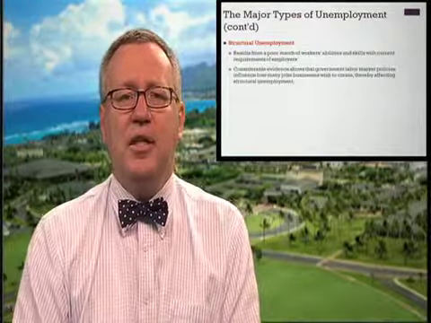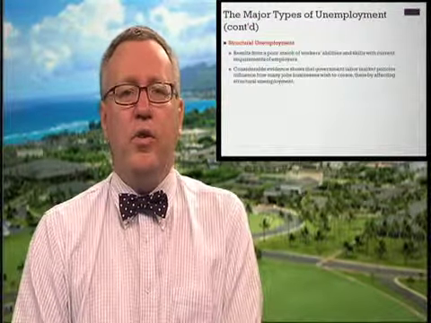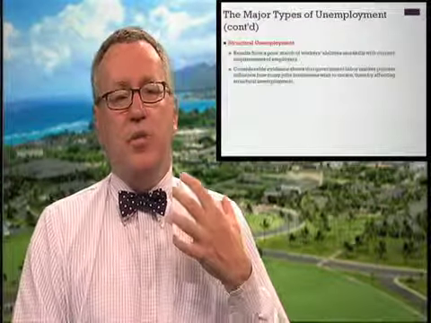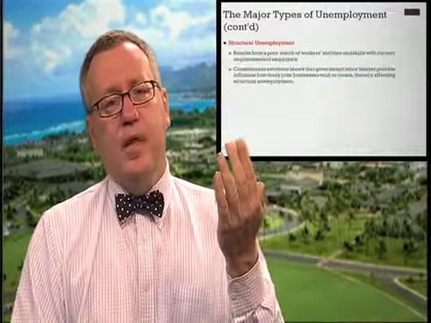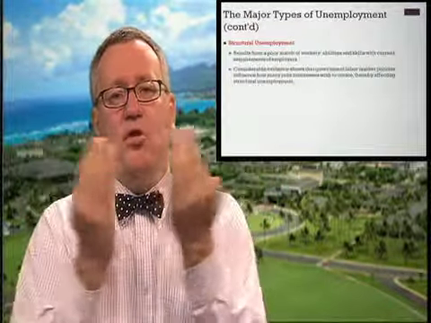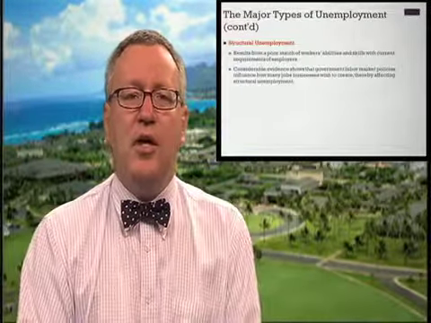Structural unemployment is a little bit different. This says there's a poor match of workers' abilities and skills with the current requirements of employers. So in other words, employers are looking for a certain skill. The people who want jobs have a different skill, and those two are not able to match up. That's called structural unemployment.